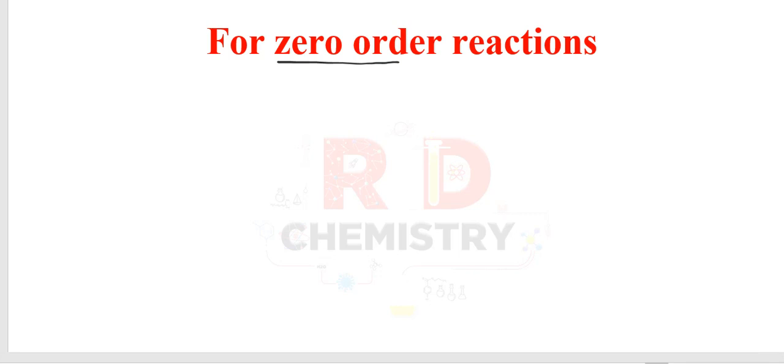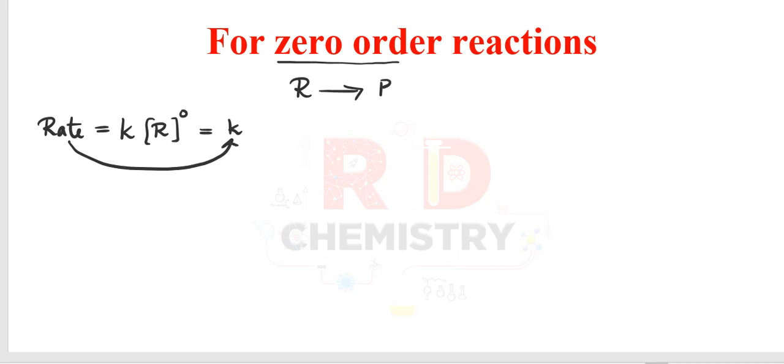We'll take the first case, zero order reaction, and we'll assume the reactant R gives the product P. For a zero order reaction, I can write the rate is equal to rate constant K into the concentration of the reactant R to the power 0, which is nothing but K into 1. That means the rate is always a constant.